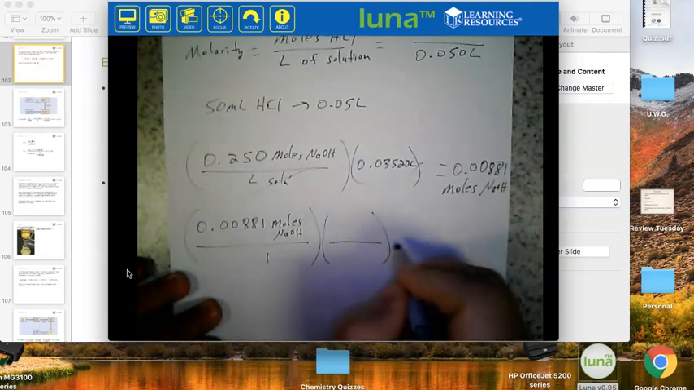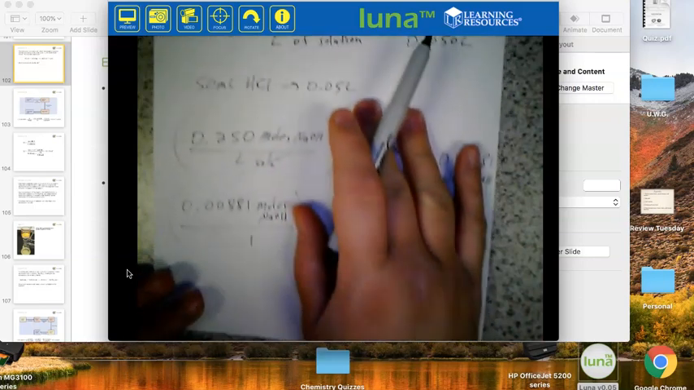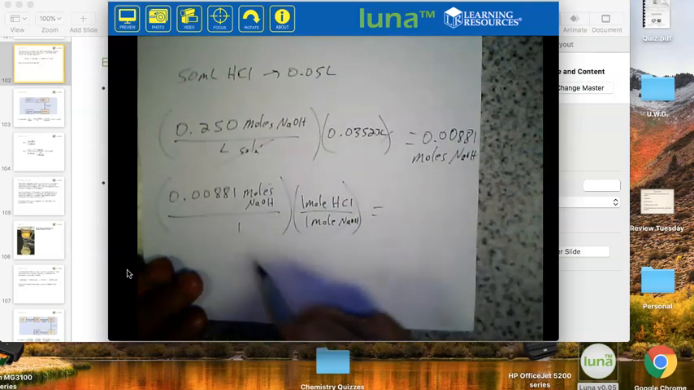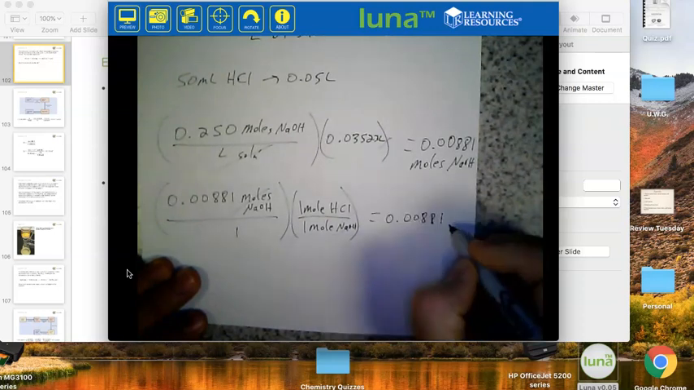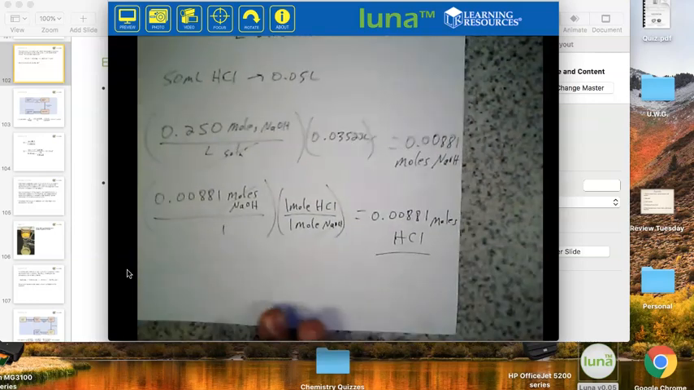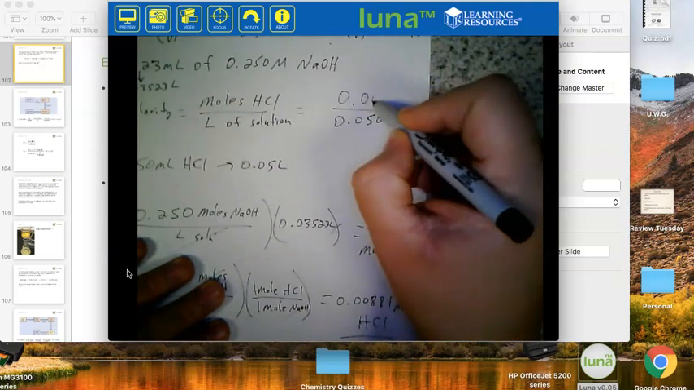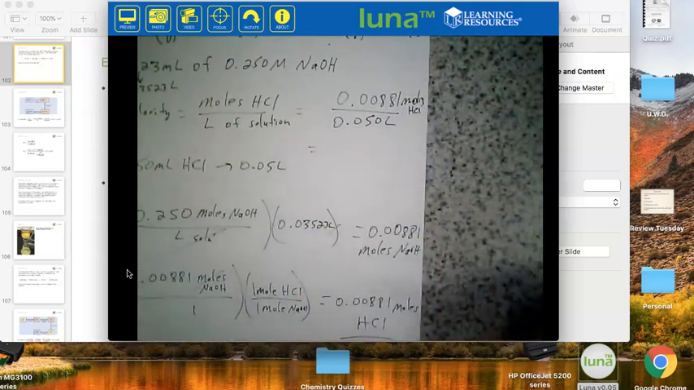Now I need to go from moles of sodium hydroxide to moles of HCl using my molar ratio. And so here it's 1:1, so that's easy enough. So for every 1 mole of sodium hydroxide, there's 1 mole of HCl that reacts with it. So it's going to be 0.00881 moles of HCl. Alright, so that's my moles value here, 0.00881 moles of HCl. Okay, divided by the volume of the solution.